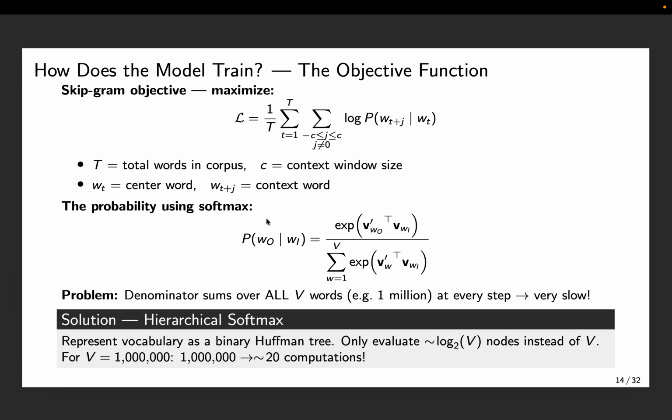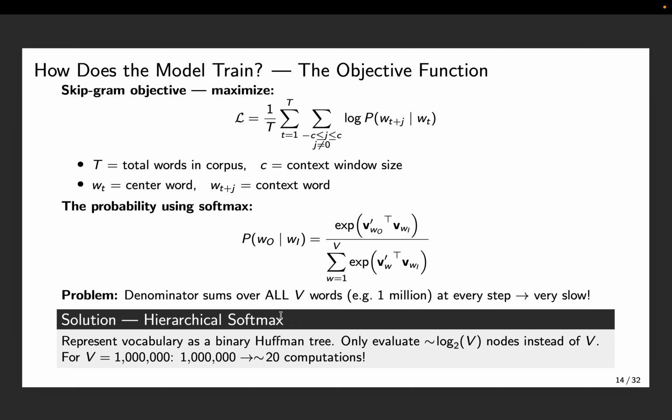The probability itself is defined using softmax, which you can see, and the numerator here is how compatible the output word w_O is with the input word w_I. The denominator normalizes over all words in the vocabulary to make it a valid probability. Here is the problem with it. The denominator sums over all V words. That could be 1 million words. We have to compute this at every single training step. For a billion word corpus, this is completely impractical. So the solution here is hierarchical softmax, which I will cover next.